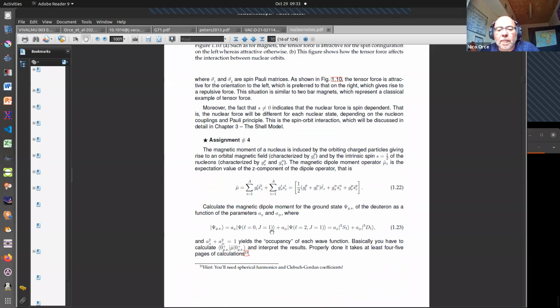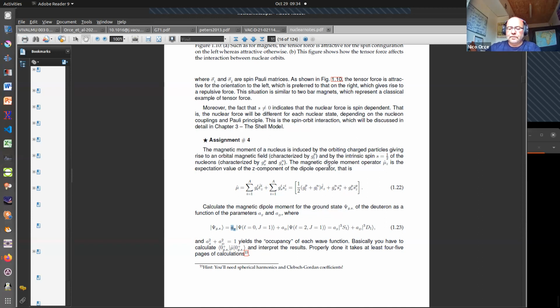Here we go. The magnetic dipole moment of the ground state of the deuteron as a function of these constants, AS and AD, where you have the 1 plus wave function as a linear combination of this L equal to 0 and L equal to 2, right? And this coupling is equal to this. There's a nomenclature there, but the important thing is that the square of the 2 constants must be equal to 1, so we make sure that we have 100% of the possibilities.